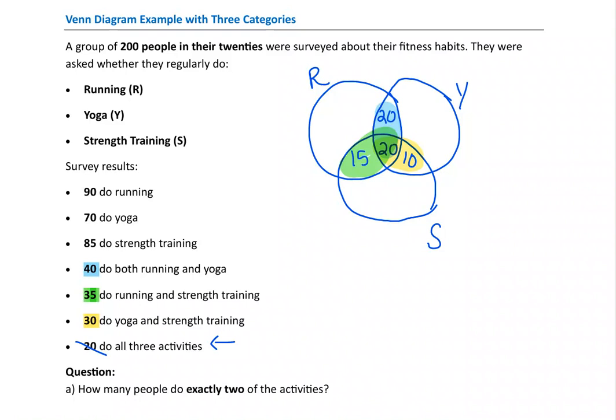So 90 do running. So we've got 40 plus 15 is 55. And if 90 run, we would subtract 55 from 90, we would have 35. Okay, so this is the number that run only. So 35 only run. Now the yoga, there's 70 that do yoga. We already see 20, 40, 50. So if I take 70 and subtract the 50, I'm going to get 20. So 20 only do yoga.